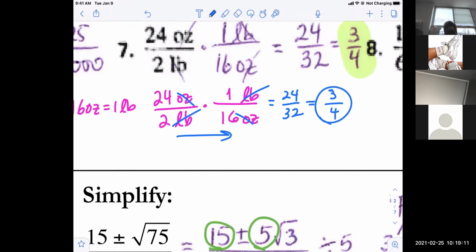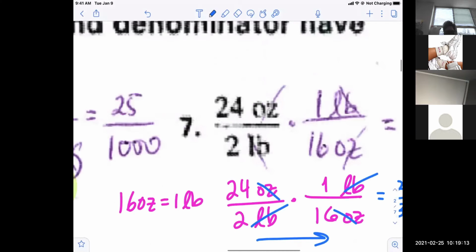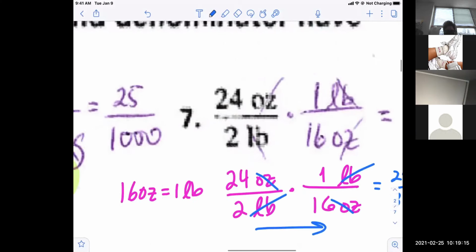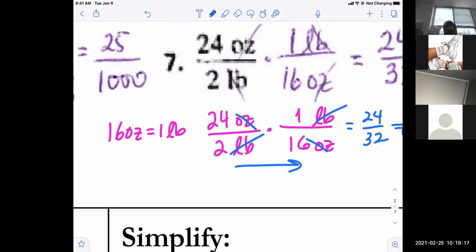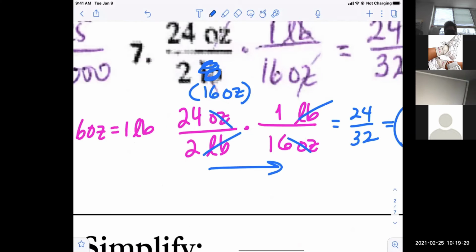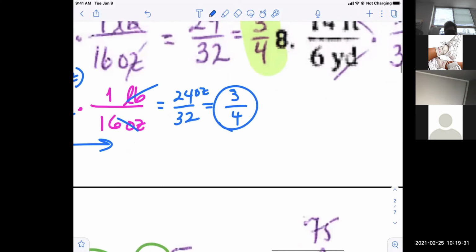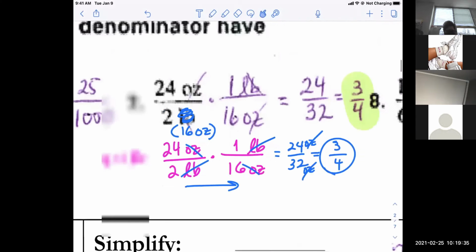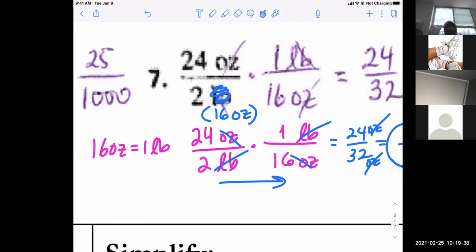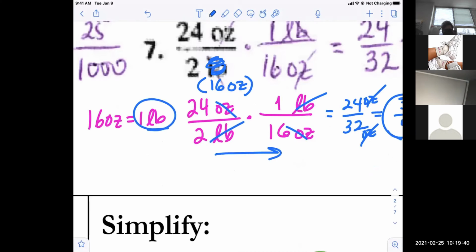Now, if you prefer, you can also do this by saying, okay, 1 pound is 16 ounces. So in place of pound here, I'm going to put 16 ounces. And then when you multiply, you'll get 24 ounces over 32 ounces. So it would look like this, except that it'll have ounces on there and then you cancel those at the end. If you would rather do kind of a substitution thing, since 1 pound is equal to 16 ounces, you can replace pounds with 16 ounces.